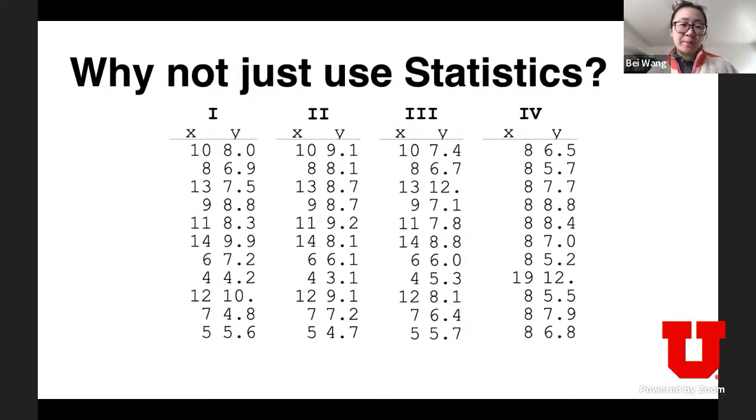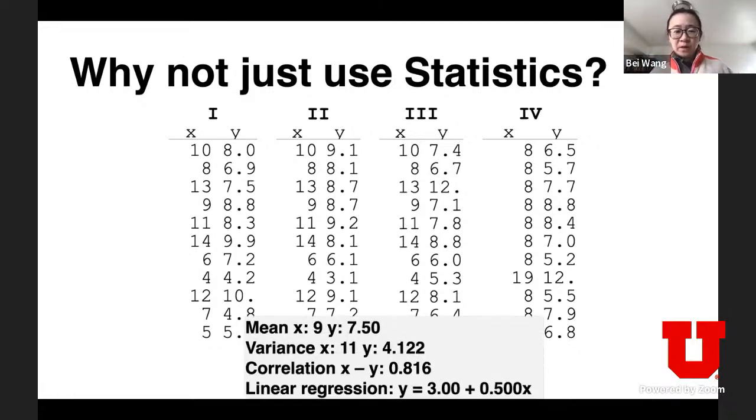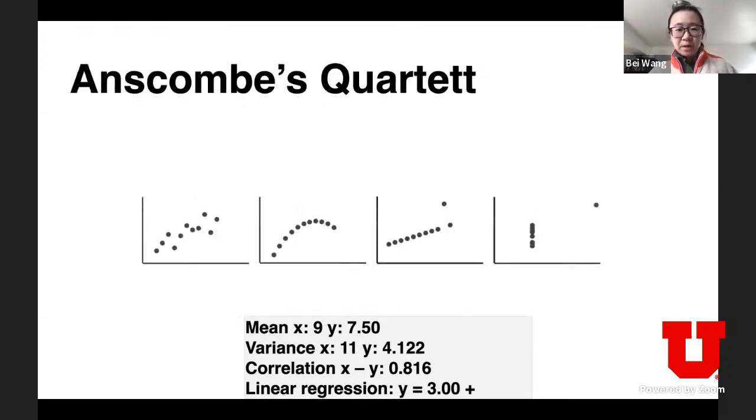So here is a quick example. I'm showing a bunch of columns of data. Each column varies quite a bit in X and Y. But in case you are curious, what are the statistics? Each of those columns actually has the same statistics. This is the famous Anscombe's quartet picture, where you see the plotting of those 4 groups of data. They appear to be very different visually, but they actually share identical statistics.